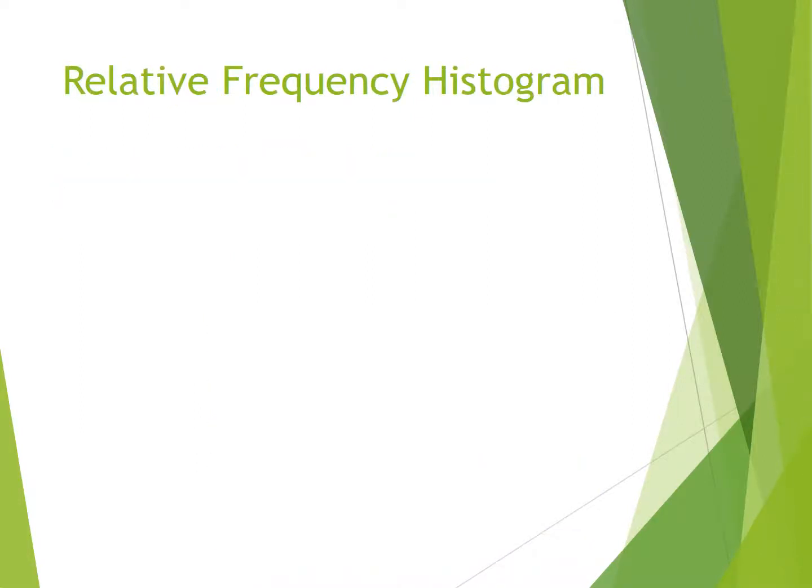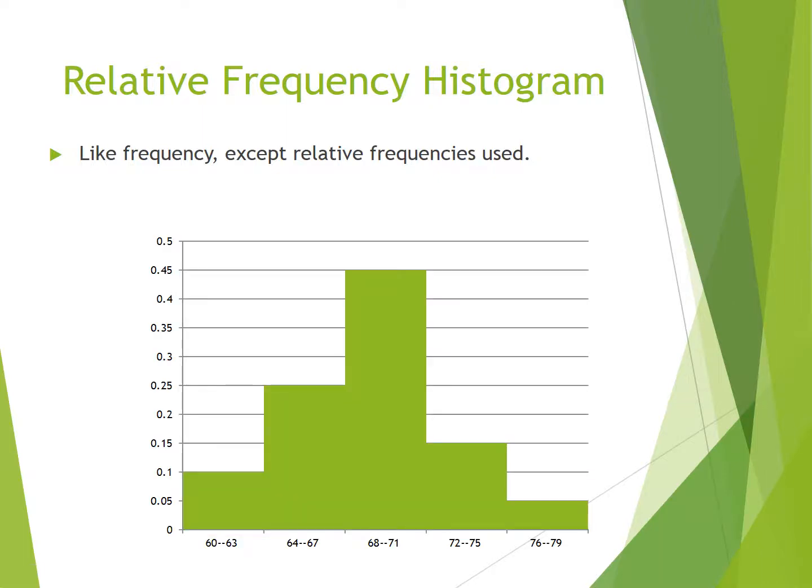The relative frequency histogram is very similar, except instead of using the frequencies on the vertical axis, you use the relative frequencies instead. And if you notice, the shape of this histogram is the same as the shape of the histogram that we saw a minute ago for the frequency histogram. The difference is the values that are on this vertical scaling.